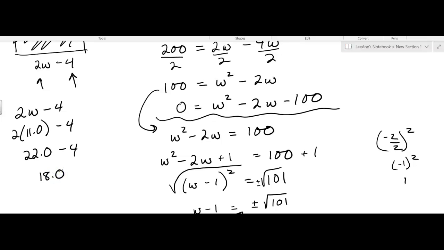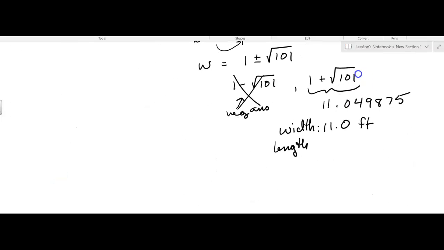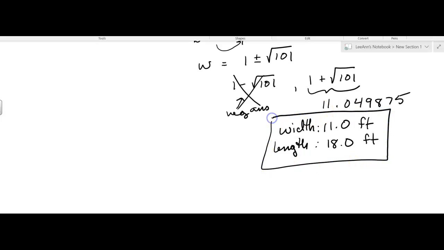So we'll say that the length is 18.0. It seems kind of odd that we need the 0.0, but it didn't round up, and we want to show that we're accurate to the nearest tenth. So that's how I would write the answer. There's the width, and there's the length.